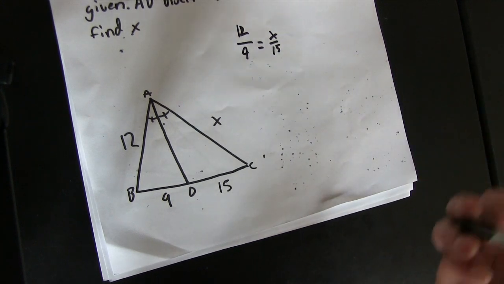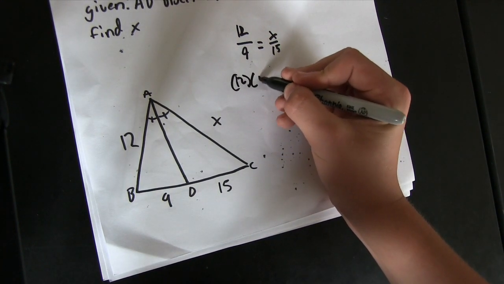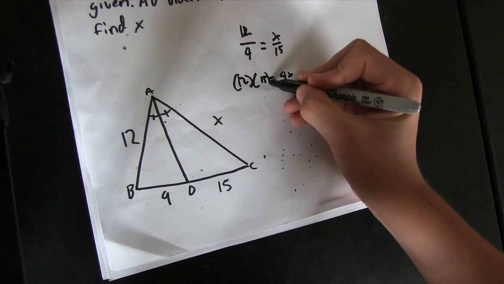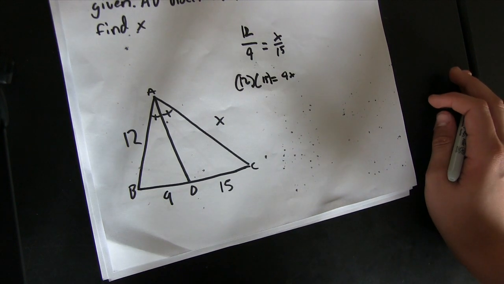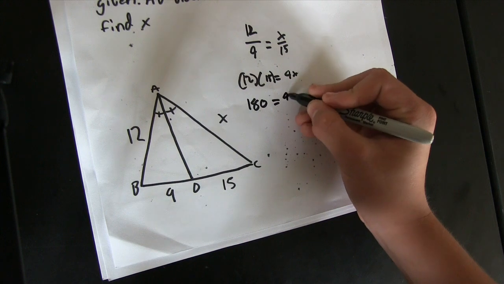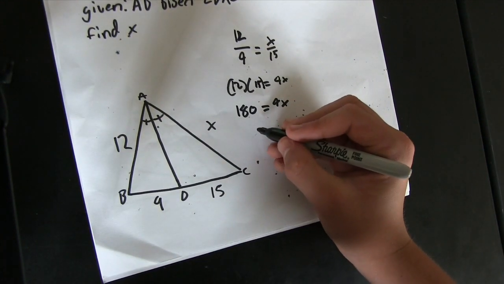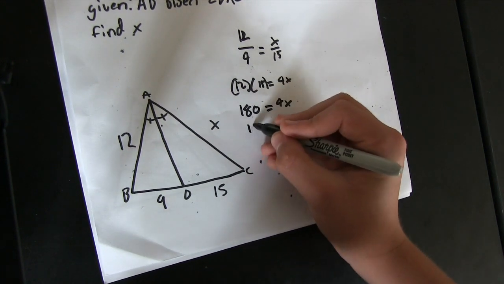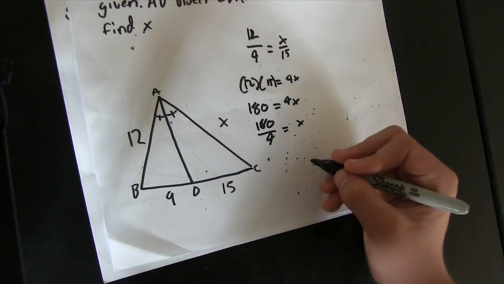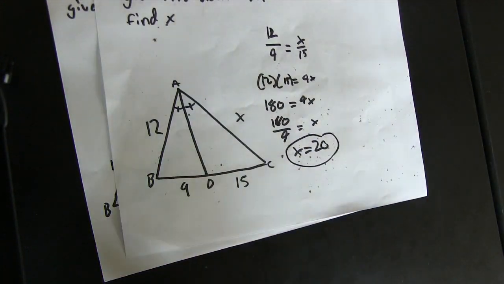So all we need to do is cross multiply. So 12 times 15 equals 9x. So 15 times 12 equals 180. So 180 equals 9x. So we've got to get this x alone. So 180 divided by 9 equals x, making x equal to 20. That's your answer, class.